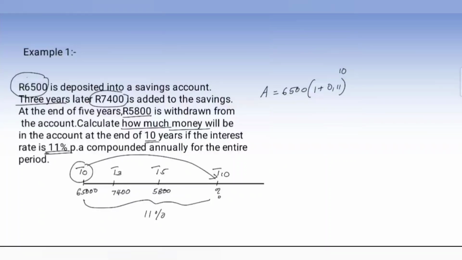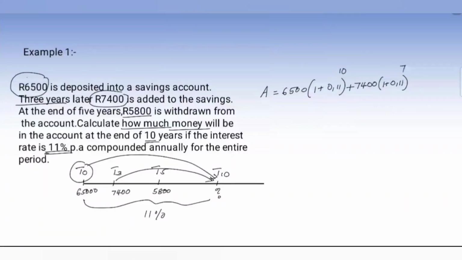Okay. Now we move to the next transaction, that is plus 7,400. And what is the interest for 7,400 throughout? How many years? From T3 to T10. How many years? 7 years. 1 plus 0,11 to the power 7.